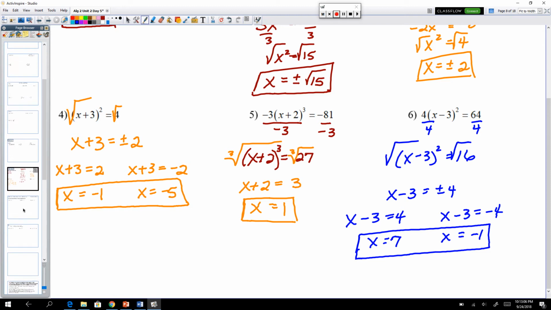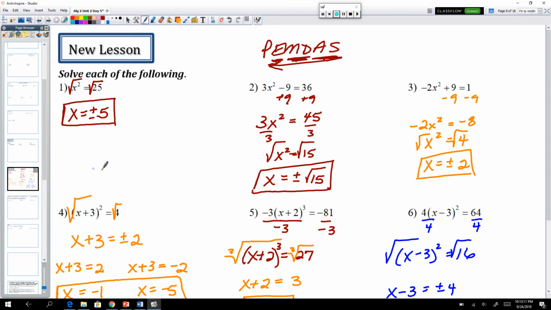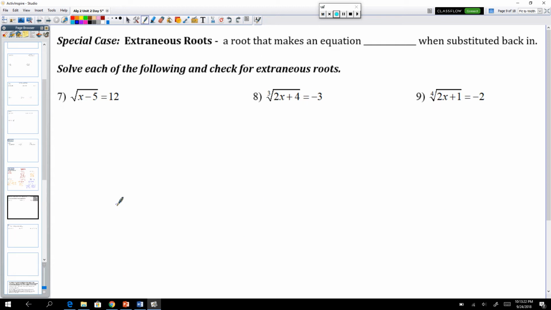We're going to introduce the concept of extraneous roots. So back up here, these x equal positive and negative square root of 15, x equal positive and negative 2, these answers, these solutions for x, those are called roots. Those are roots of the equation. An extraneous root is a root that makes an equation false when substituted back in.